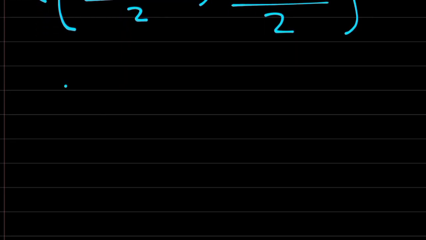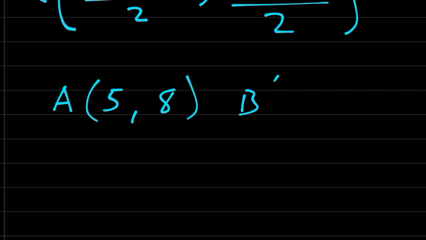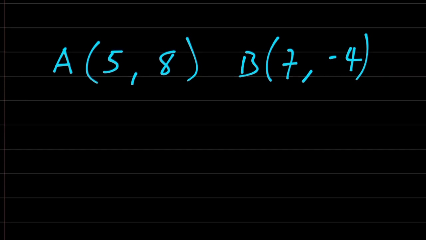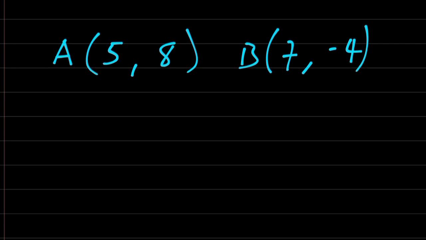Let's take an example. Take, for instance, we have a point A is 5, 8, and point B, let's say, is 7, minus 4. So we want to calculate the coordinate of the midpoint of point A and B. So let the midpoint be point C. We want to find the coordinate, which is going to be x, y.